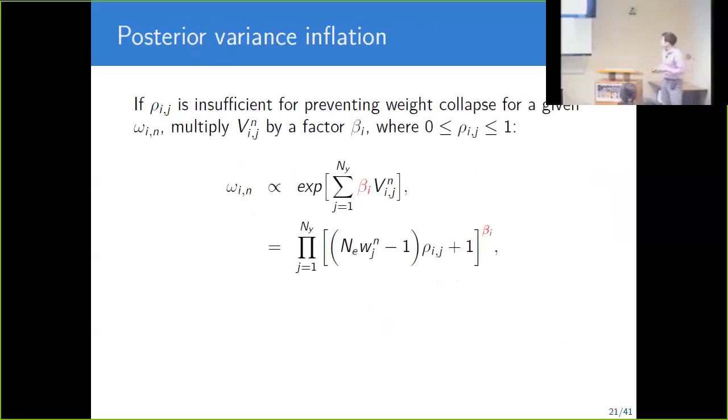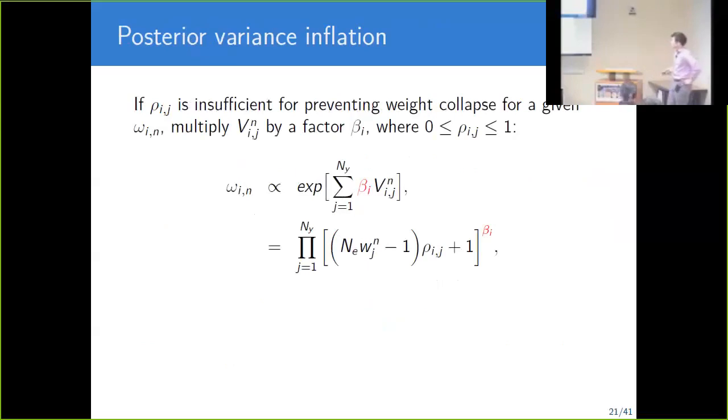And so that brings us to the last part, which is inflation. The way I'm going to implement inflation in this particle filter framework looks a lot different than what we do for ensemble Kalman filters. First, I'll acknowledge that rho is often insufficient for preventing weight collapse. For reasons like I mentioned before, if you have a bunch of co-located observations, it's not going to work. Also, if you have very accurate observations, it's also not going to work all the time. So you need something else.